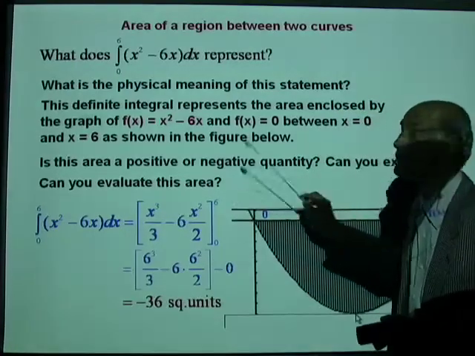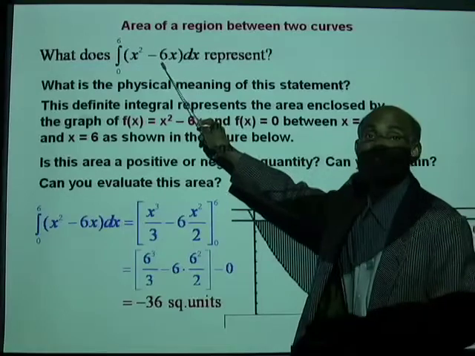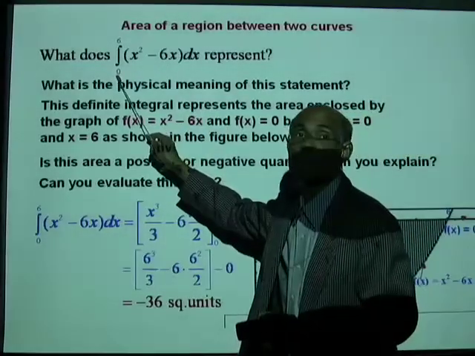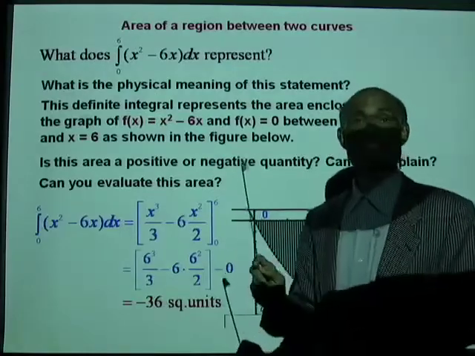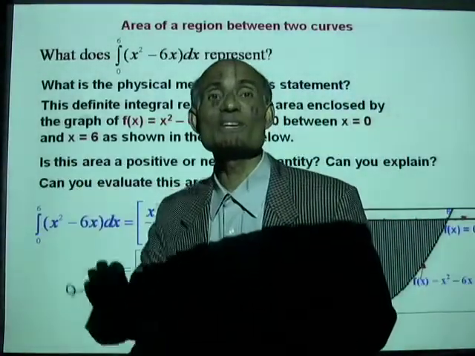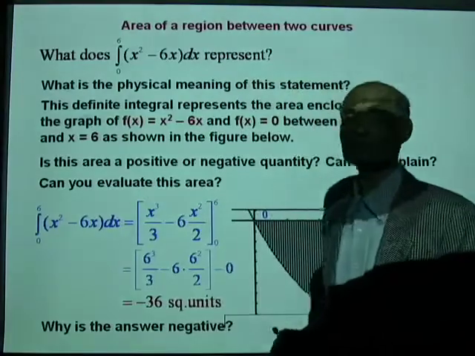The area enclosed by the graph of this with the x-axis from x equal to 0 to x equal to 6 is a negative quantity. The area is below the x-axis.